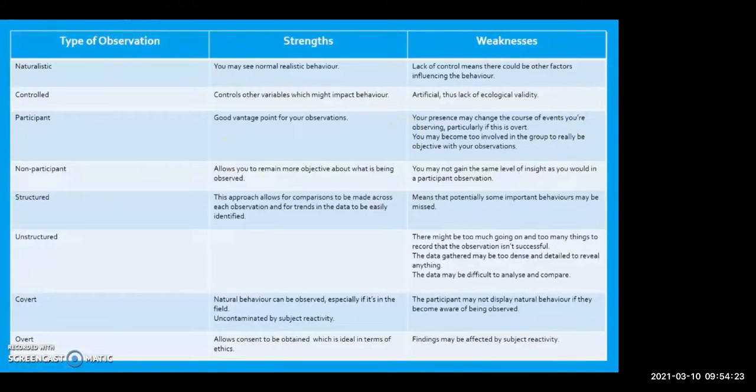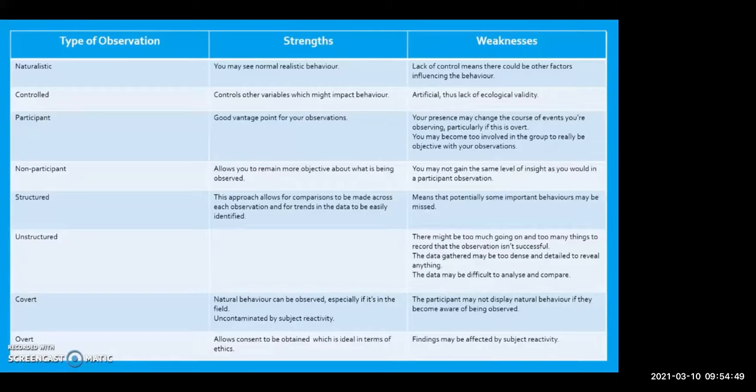So I'm going to go through the strengths and weaknesses of each type of observation. So first of all, naturalistic observations. The strengths of this are that you may see normal realistic behavior, and the weaknesses are that lack of control means there could be other factors influencing the behavior. For controlled observations, the strengths are that it controls other variables which might impact behavior. And the weaknesses are that it is artificial and therefore lacks ecological validity.